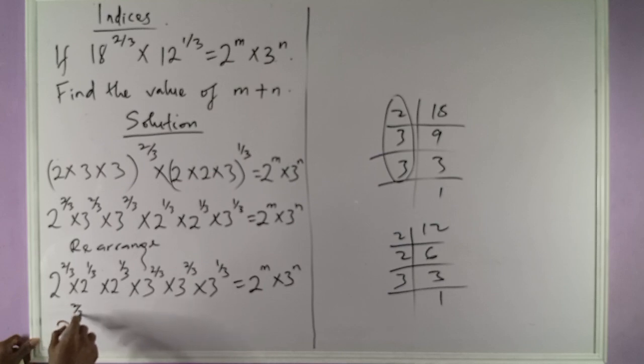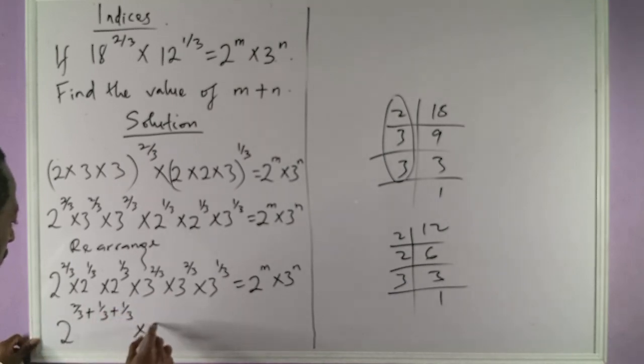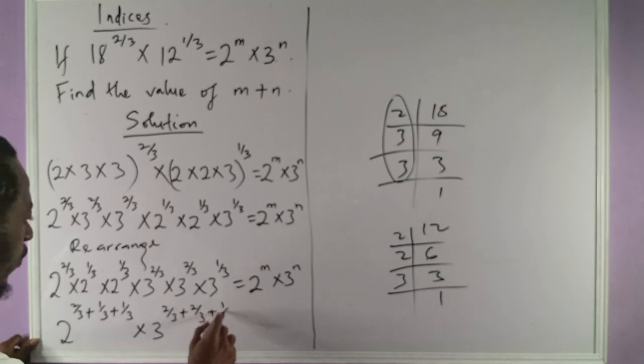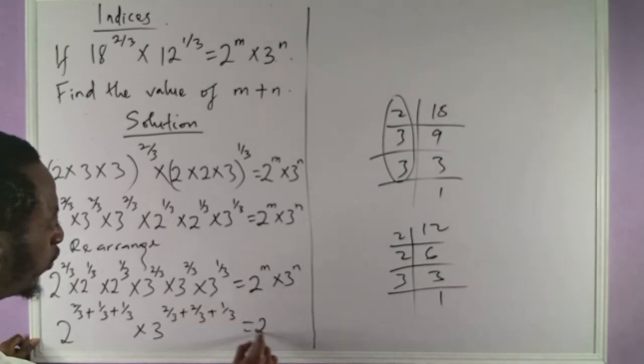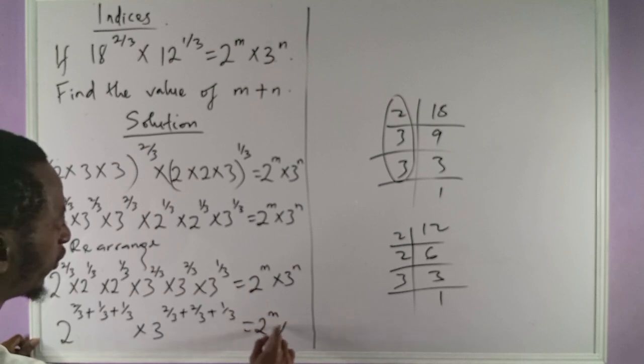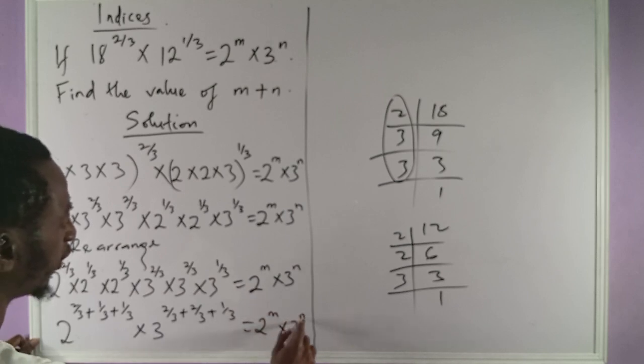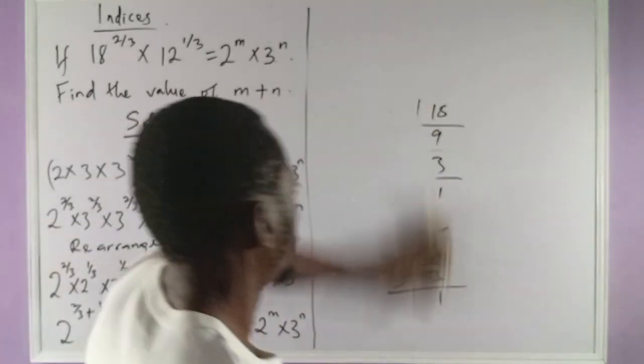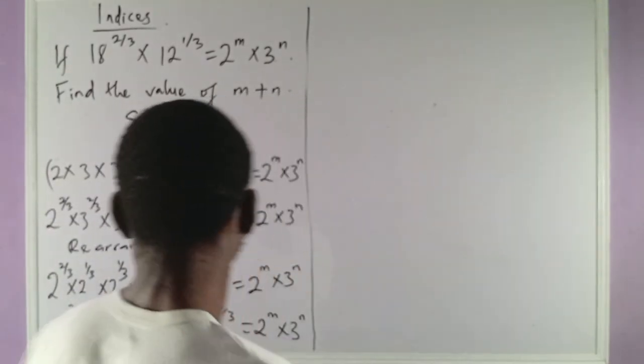Just pick the 2s, then add the powers together: 2 over 3 plus 1 over 3 plus 1 over 3. And the same thing can be done for 3: 3 raised to power 2 over 3 plus 2 over 3 plus 1 over 3 is equal to 2 raised to power m multiplying 3 raised to power n. At this point, you will notice we are close to the answer already. So what's the next thing to do? Let's add the powers together.